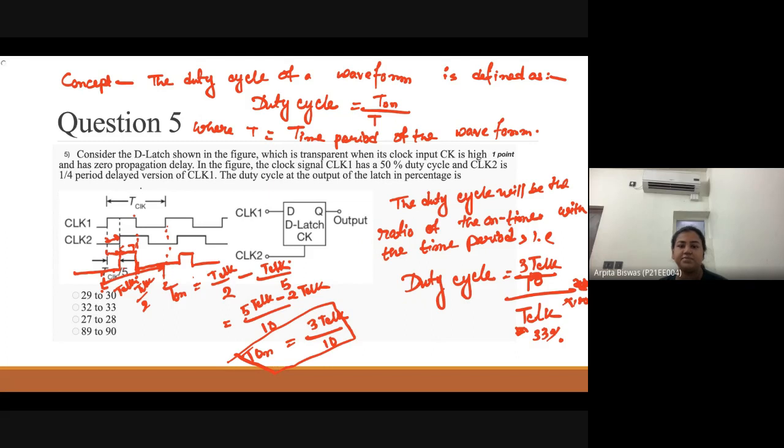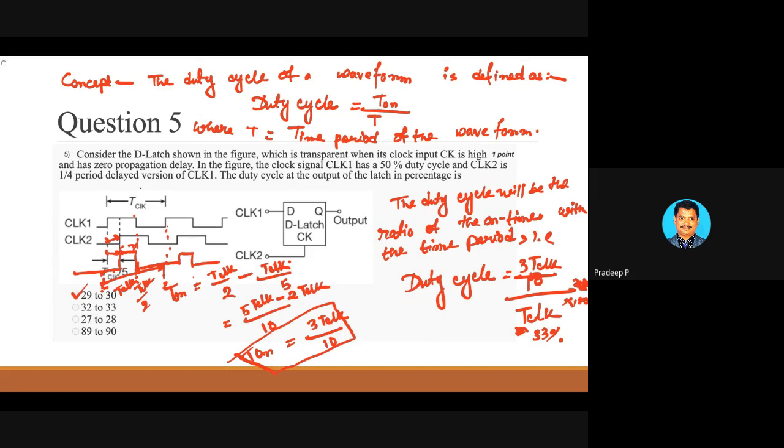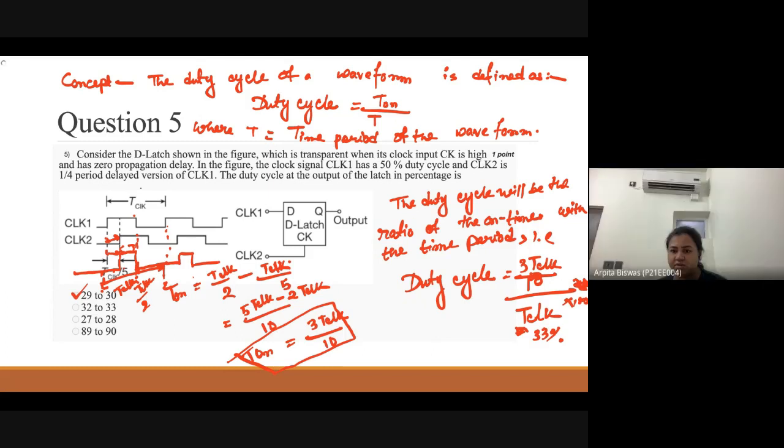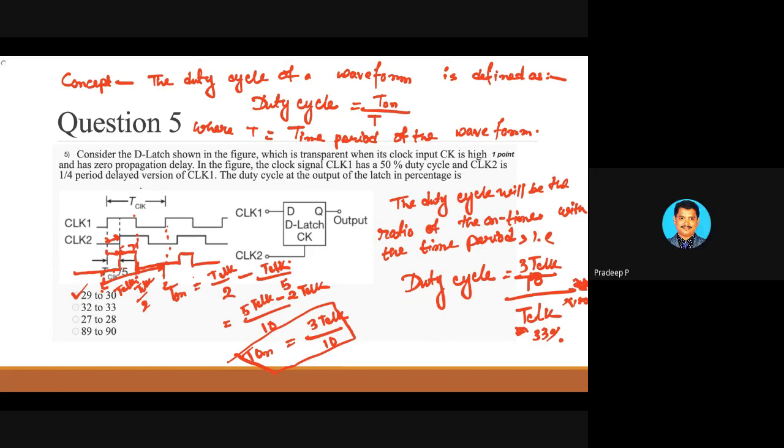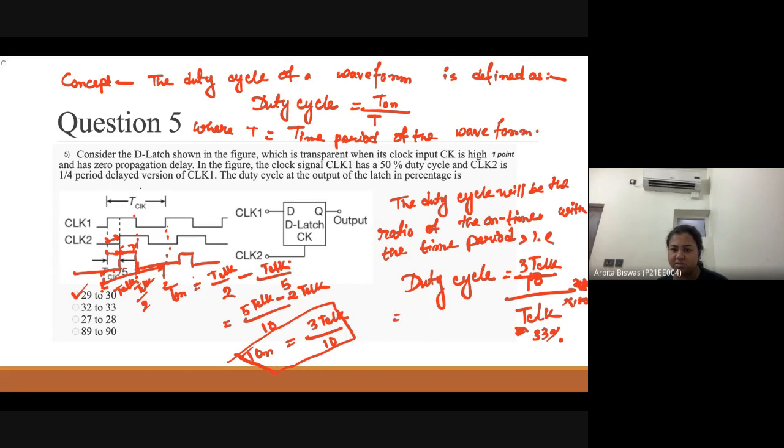So what will be the right answer? Actually, this is 33%. I think I've not calculated, but the first option is the right option. I told 29 to 30 only, but you are saying 33 percent in the calculation. How is it? Just a minute.